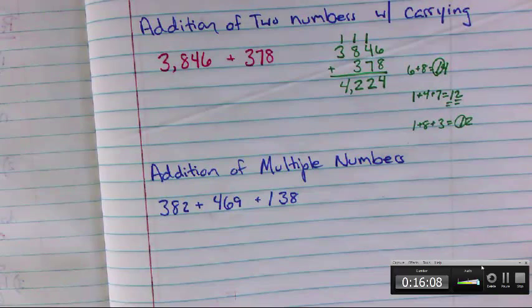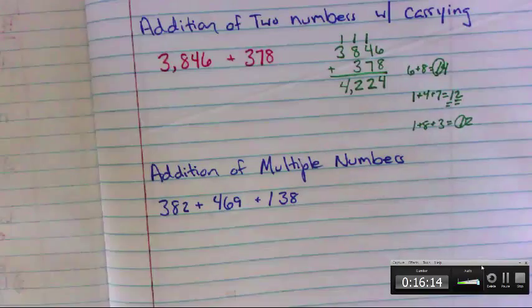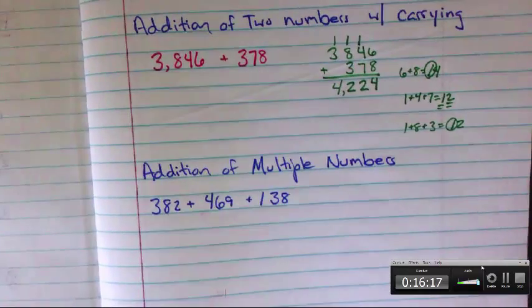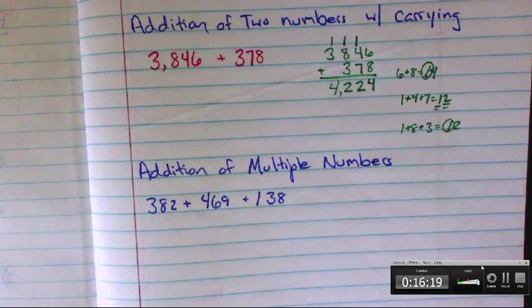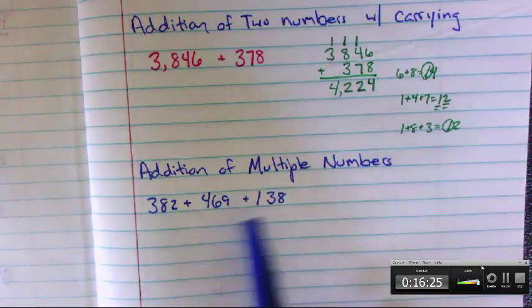So what we could do is add up these two numbers, get that answer, and then take that answer and add 138. Or we could add 382 and 138 together and get that answer, and then take that answer and add 469 to it. It doesn't matter. If we were to do it that way, what would be the easiest two to add first, and why?